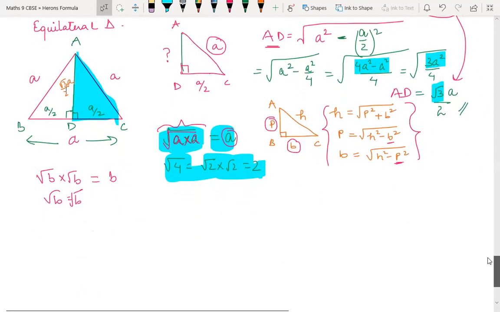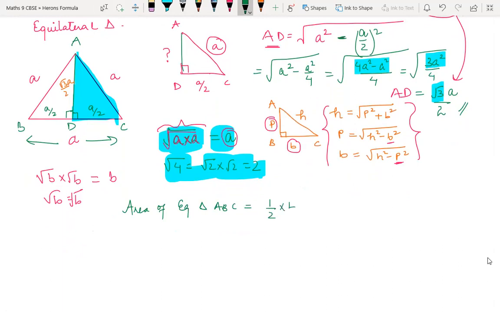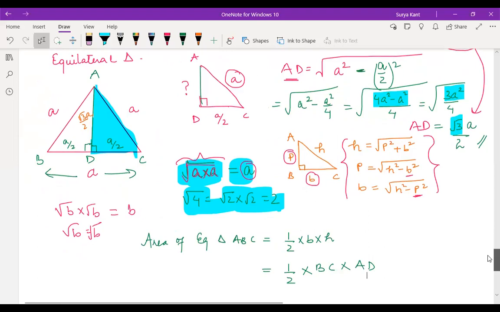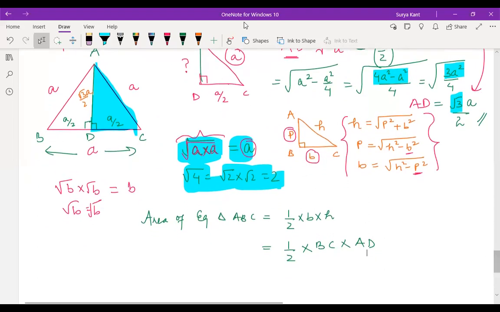Just apply it to find the area of this same triangle. Apply that formula to find the area of this equilateral triangle. The area of equilateral triangle ABC is equal to half base into height. What is the base over here? Base is BC, height is AD. So what can we write for BC? Satvik, BC you can see here.